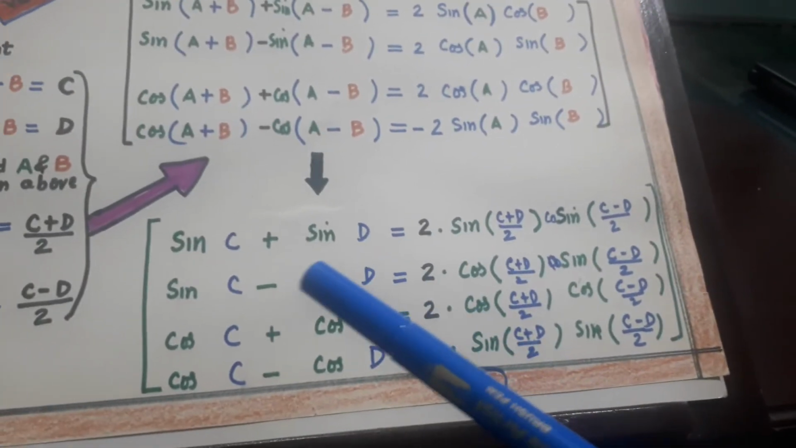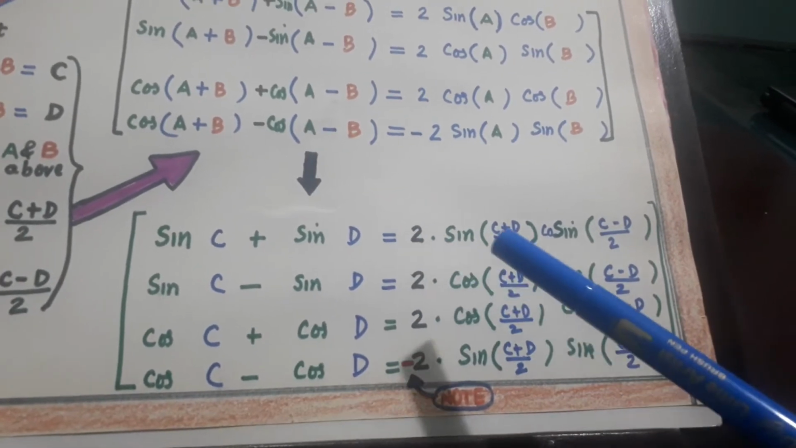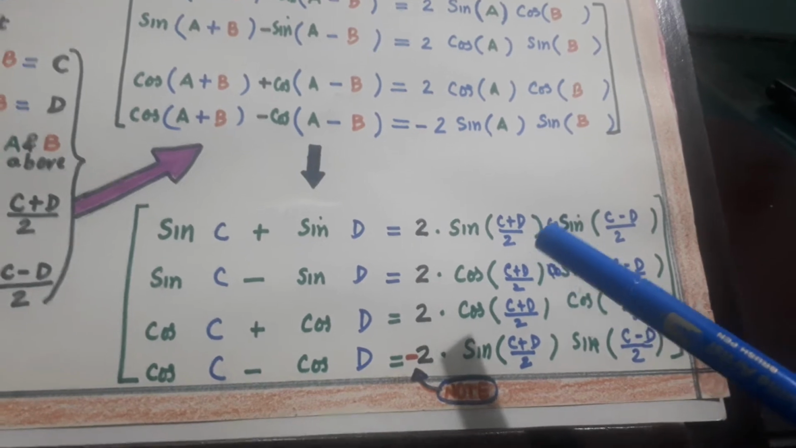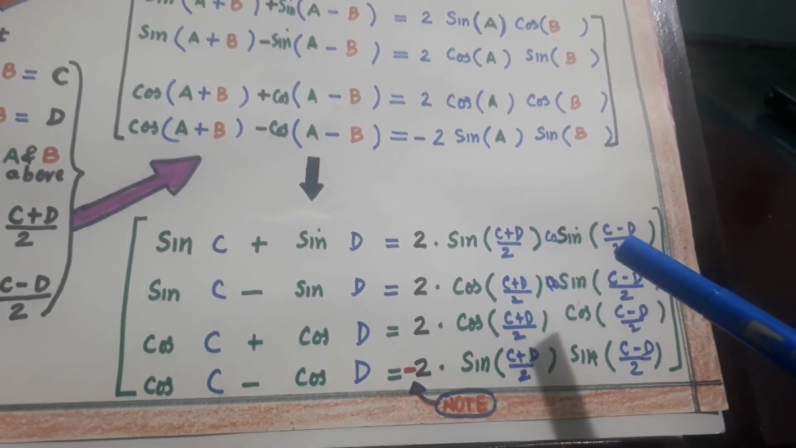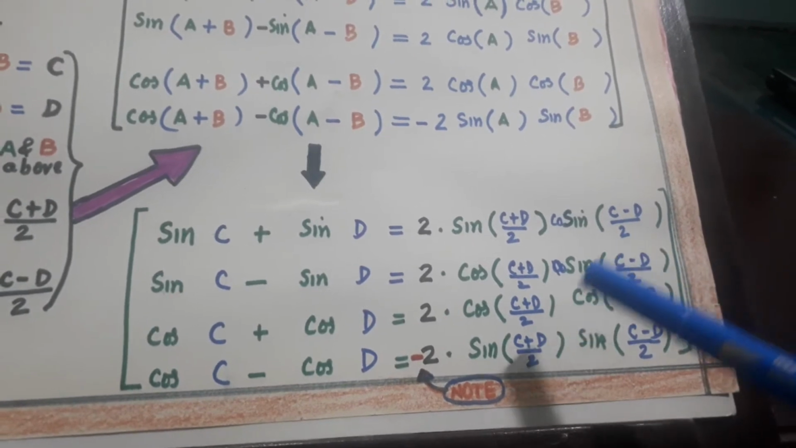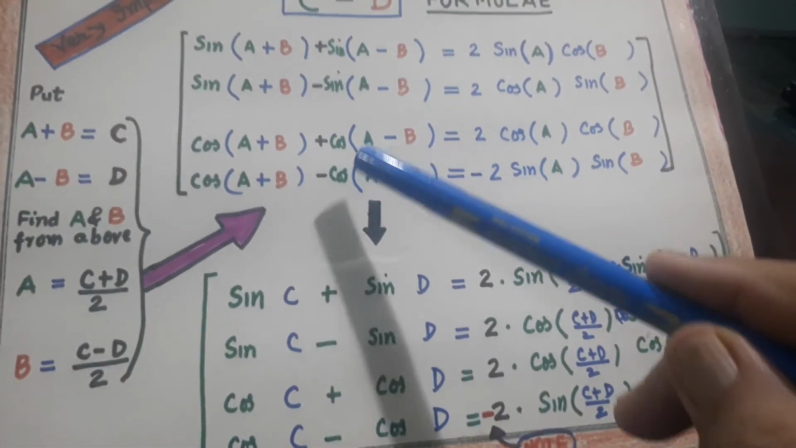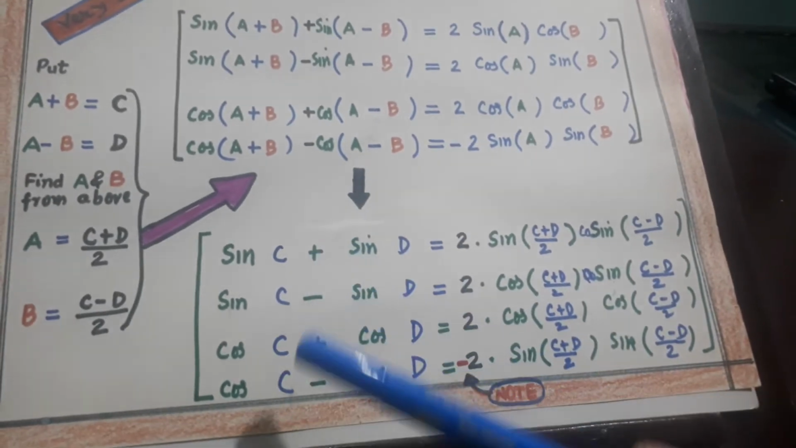So A की जगह आपने A plus B की जगह C लगा देना है, A minus B की जगह D लगा देना है, A की जगह पे C plus D by 2 लगाना है और B की जगह पे C minus D by 2 लगाना है. तो ये 4 फार्मूले बन गए. देखिए ये 4 फार्मूले थे, ये अब CD में कन्वर्ट हो गए हैं.